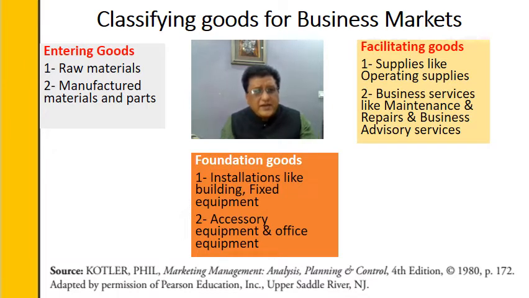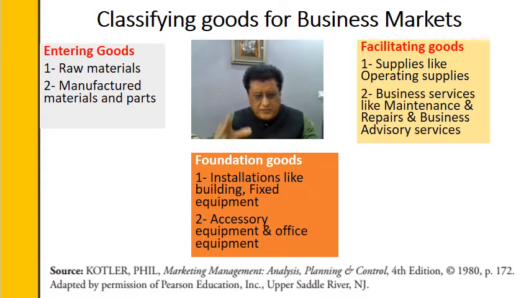Then there are certain items, and you should understand these are normally capital items and not revenue items, in the sense that they are not consumables, they are foundation goods. Then there are accessory equipments, which are also a part of foundation goods. Like a forklift, you know what a forklift is, which will lift a heavy thing from here to here.